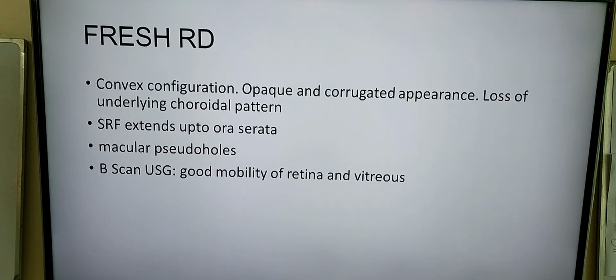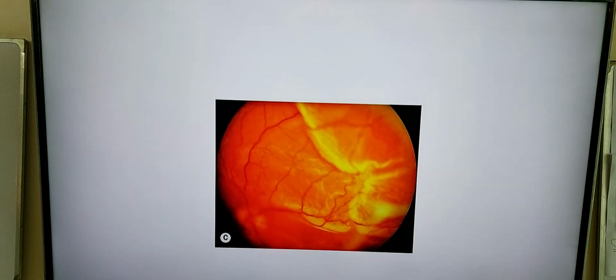The fresh retinal detachment is convex. It has a convex configuration, an opaque and corrugated appearance, and loss of the underlying choroidal pattern. The subretinal fluid extends up to the ora serrata. Macular pseudoholes can be seen, and B-scan ultrasonography shows good mobility of the retina in the vitreous in fresh retinal detachment. This is a picture of fresh retinal detachment which shows the corrugated appearance.